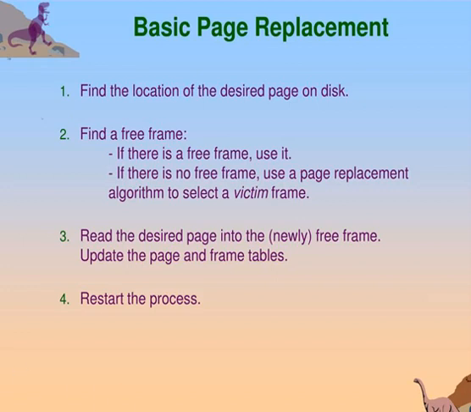Here we have to find out the location of the desired page on disk. Find a free frame. If it is there, use it. If there is no free frame, use a page replacement algorithm to select a victim frame. Now read the desired page into the newly free frame, update the page and frame tables and restart the process.